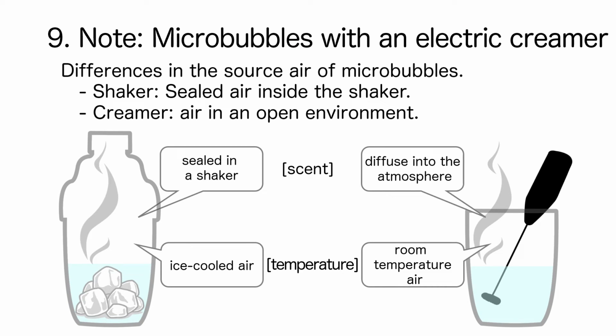Supplement about using an electric creamer to create microbubbles. Shakes and electric creamers use different air sources for microbubbles. It is the difference between the air in a sealed environment and the air in an open environment. Due to this difference, it is thought that the generated microbubbles also have different scents and temperatures. Regarding the use of electric creamers, it is recommended that consideration be given to whether this method of making microbubbles is appropriate for the cocktail to be created.